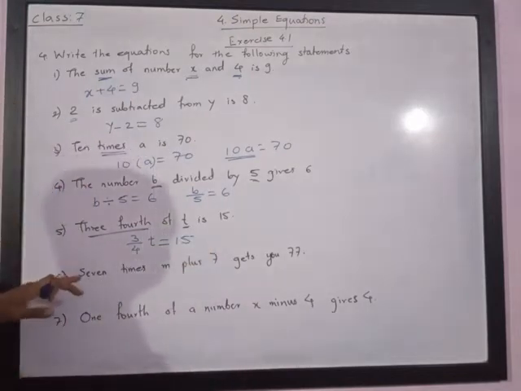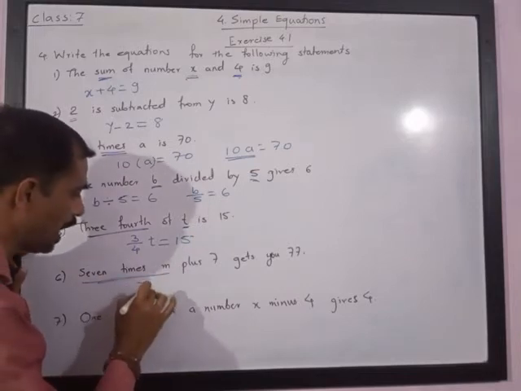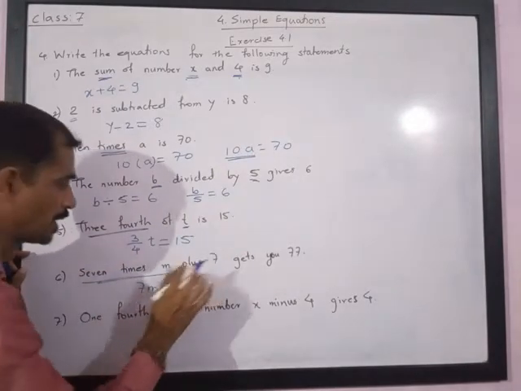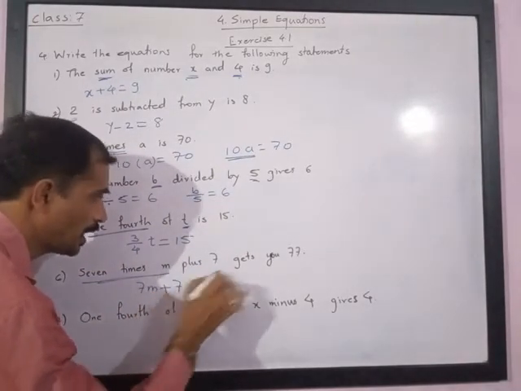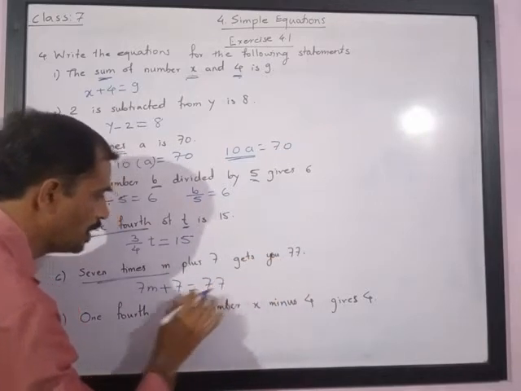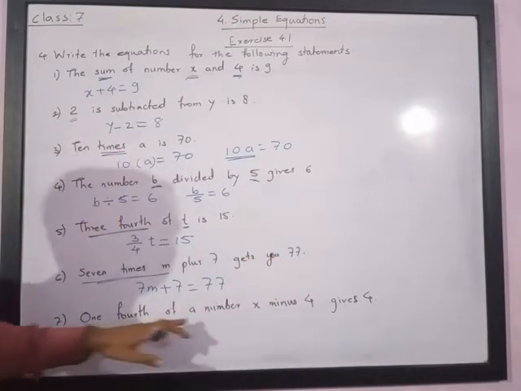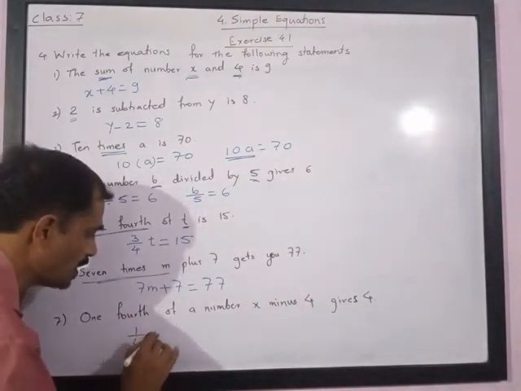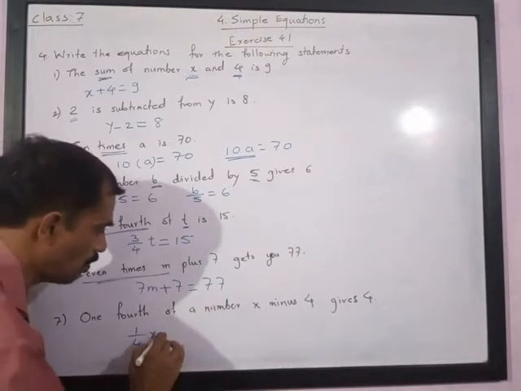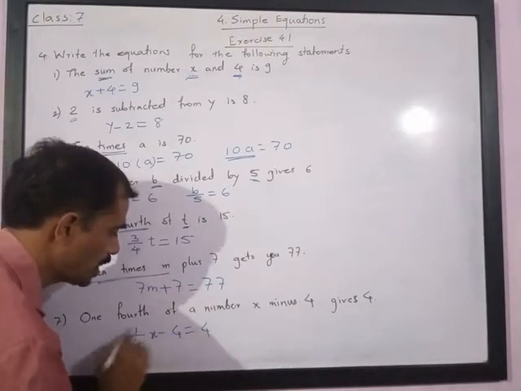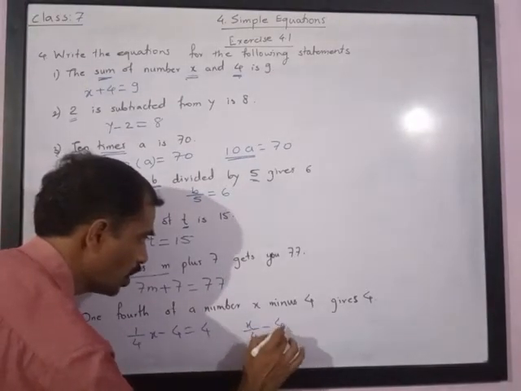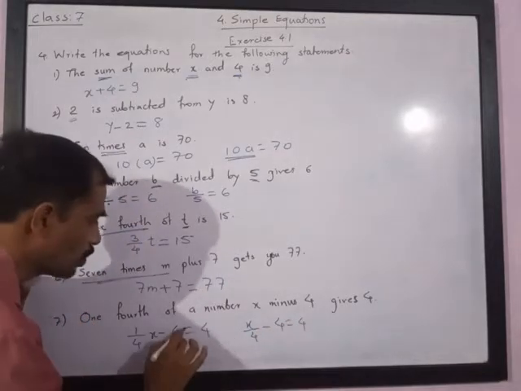Next, sixth question is 7 times m plus 7. 7 times m means 7m. We have already written 10 times a is 10a. So 7 times m is 7m, plus 7 gives you 77. Next, 1/4 of a number x minus 4. It can be written as 1/4 of x or as x upon 4 also. Minus 4 gives you 4. This can be written as x upon 4 minus 4 gives 4.